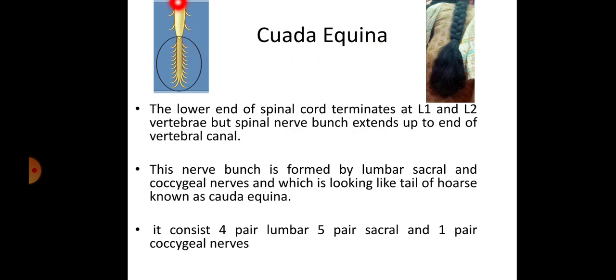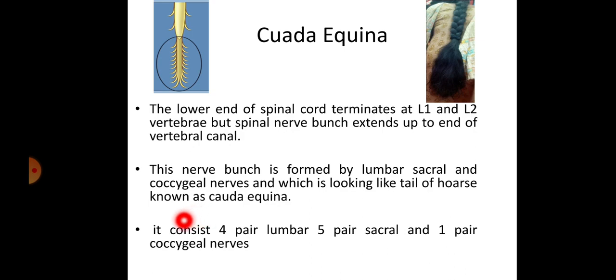See here, the spinal cord terminates at the level of L1 or L2, and nerves descend downwards and pass through the respective foramina. This bunch of nerves is called cauda equina. So what is cauda equina? The lower end of the spinal cord terminates at the L1 or L2 vertebra, but the spinal nerve bunch extends up to the end of the vertebral canal. This nerve bunch is formed by the lumbar, sacral and coccygeal nerves, and looks like a tail of the horse, known as cauda equina.